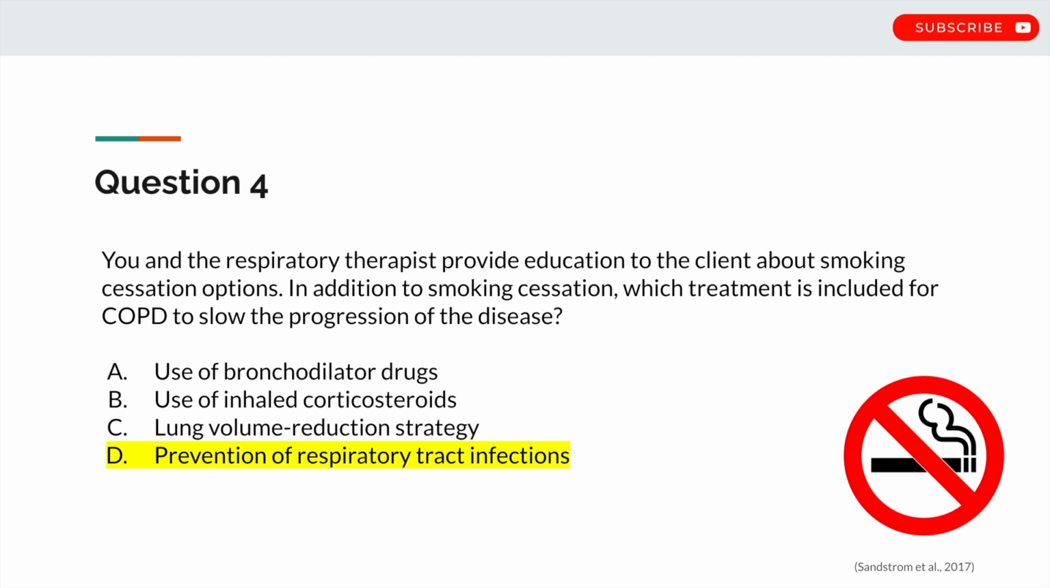Question 4. Which treatment is included for COPD to slow the progression of the disease? So prevention of respiratory tract infections is really important. Infections just make the disease worse, so definitely wanting to prevent that. And the other options listed here help to manage the symptoms of the disease.